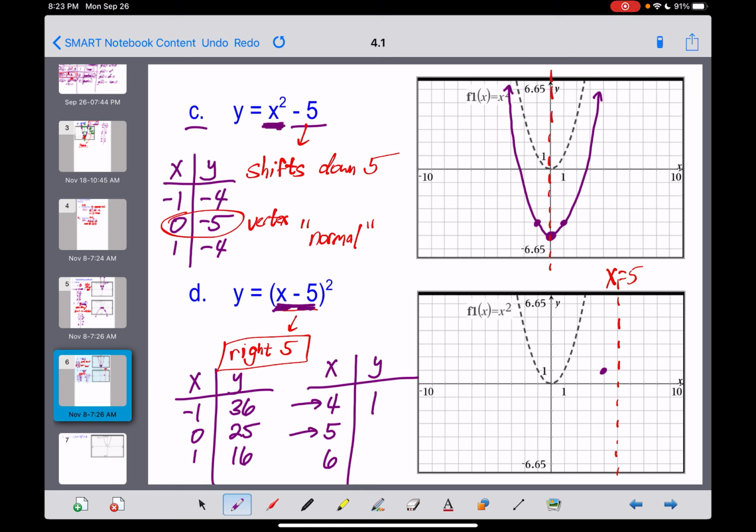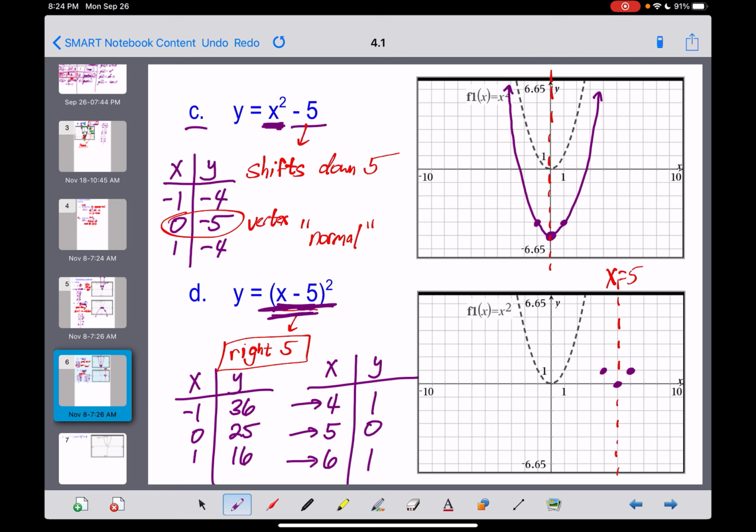Let's plug in a 5 now. Oh, this is fun. 5 minus 5 is 0. 0 squared is 0. And let's put in our 6 now. 6 minus 5 is 1. 1 squared is 1. Oh, yeah. So now those are the 3 dots that I was looking for. This is a parabola that opens up. It's a normal parabola.